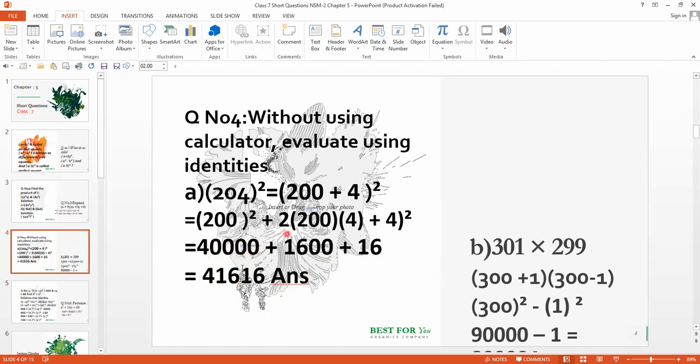So without using a calculator, easily I have to add. Similarly, easily I can subtract. Or even you can use the rough column. Now we come to the next question.